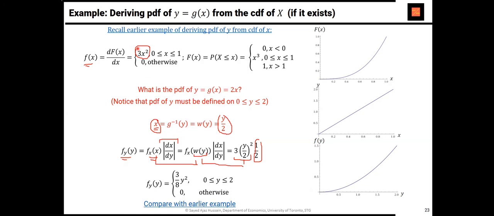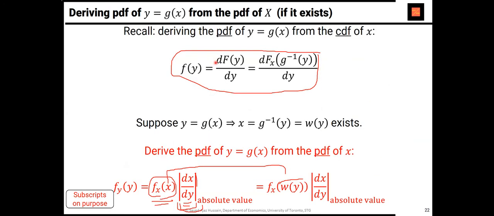Sorry, I might have misspoken earlier. Sorry, I take that back. But you do need this dx over dy even in the single variable case, because here what you did was CDF to PDF. Here you're doing PDF to PDF.